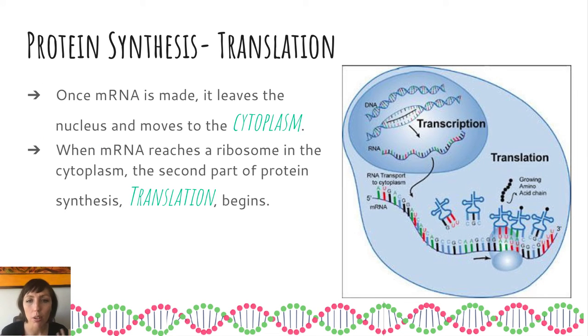So now we move on to the second part of protein synthesis, which is translation. Once the mRNA is made in the nucleus, which you can see here, right? We have DNA, a copy of the information is made in the form of mRNA. Now we're ready for the next part, which is the actual protein building. So for that, the mRNA has to leave the nucleus. Okay, so it leaves the nucleus and it enters the cytoplasm of the cell. Okay, and when the mRNA reaches a ribosome, which you see right here, in the cytoplasm, then the second part of that protein synthesis process can begin, which is translation.